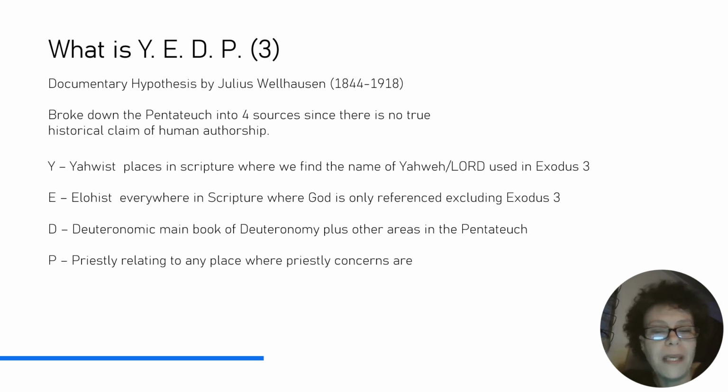The JEDP stems from Julius Wellhausen, and he's talking about the Yahwist, the Elohist, the Deuteronomic, and the Priestly aspects of the Pentateuch, divided into these four sources. However, we come to realize these four sources are not specific to any one literature. They are all interwoven within the entire works of the Bible.